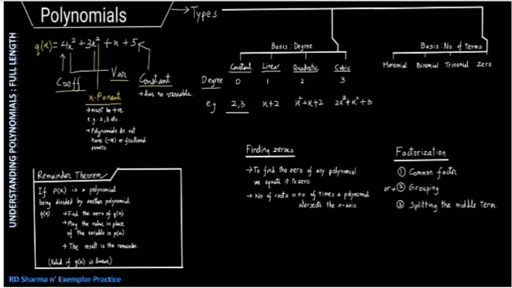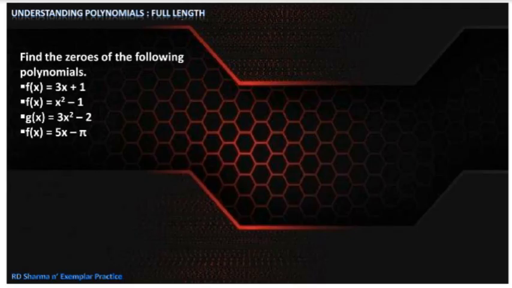Now, the important aspects that we're going to look at in this session will be how to find zeros, and factorization and remainder theorem, right? So let us see how to find zeros. First, let us go through an example, and then you'll be able to better understand how zeros are to be found out. You have got a few questions. So the first question is 3x plus 1. Now the expression is 3x plus 1, and you have to find the zeros, right?